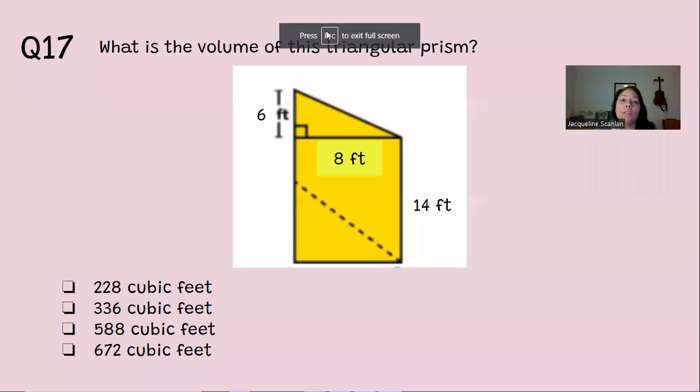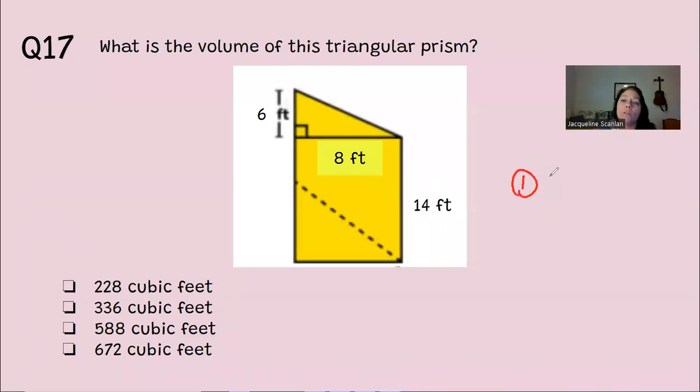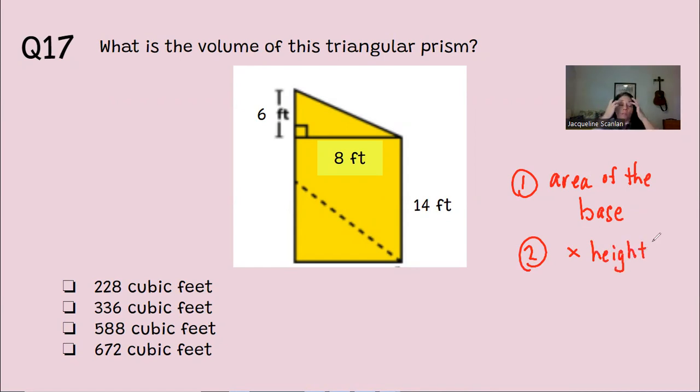To find the volume of any shape, I don't care what shape it is, here are your steps. Step 1 is to find the area of the base. Whatever shape you are asked to find the volume of, step 1 is to find the area of the base. Step 2 is then to take that area, that answer, and multiply it by the height. Every single shape, every single time we're finding volume.